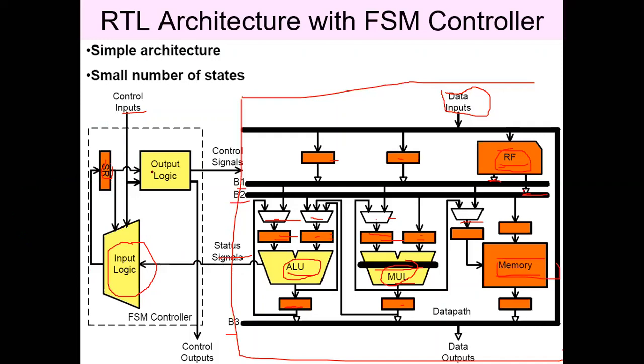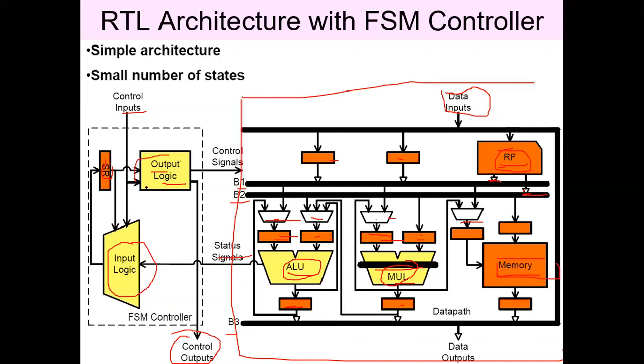Okay, then comes the output logic. The output logic has to decide what is the control signal that has to be generated by the controller for the corresponding state. The state register will be having the next state. So based on the state, it has to generate the control signals for the data path as well as the control output. If there is any control output that has to be given to other blocks, that also needs to be generated by the output logic.